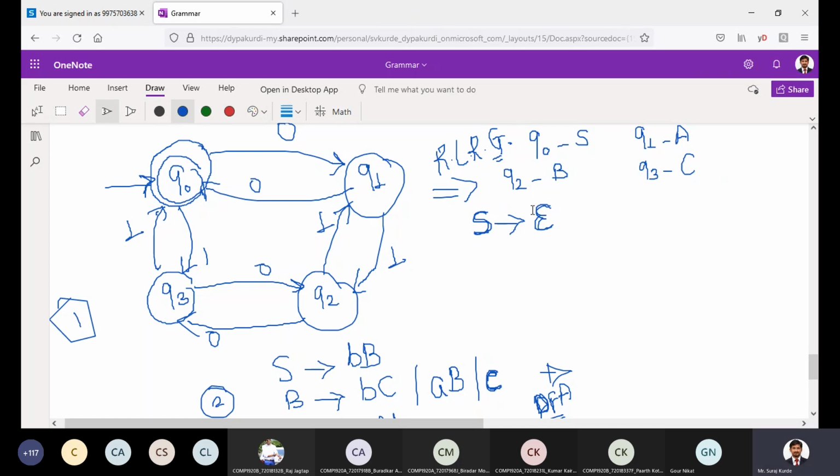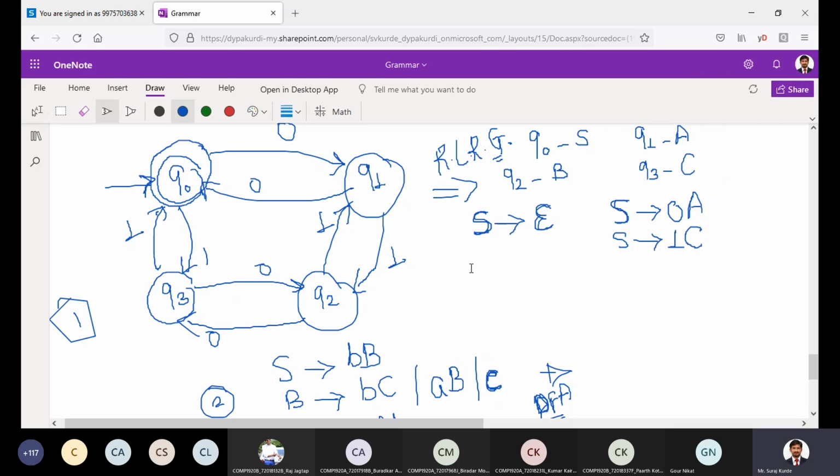Now from S, that is Q naught, what are the outgoing transitions? Q naught to Q1 on input 0 and Q naught to Q3 on input 1. For input 0 on Q naught, the next state is Q1, which is renamed as capital A. If input is 1, the next state is Q3, which is renamed as capital C.